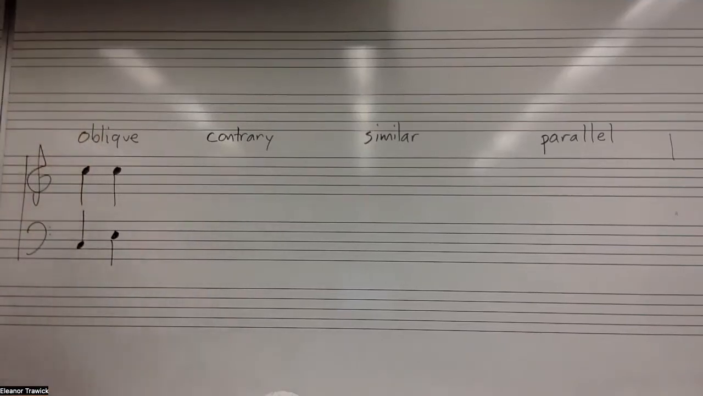Okay, here's an example of oblique motion. Oblique motion occurs when one melody doesn't move and the other melody does move. So you've got the soprano line going do, do, and you've got the bass line going do, mi. So one stays the same and the other moves, and that's oblique motion.